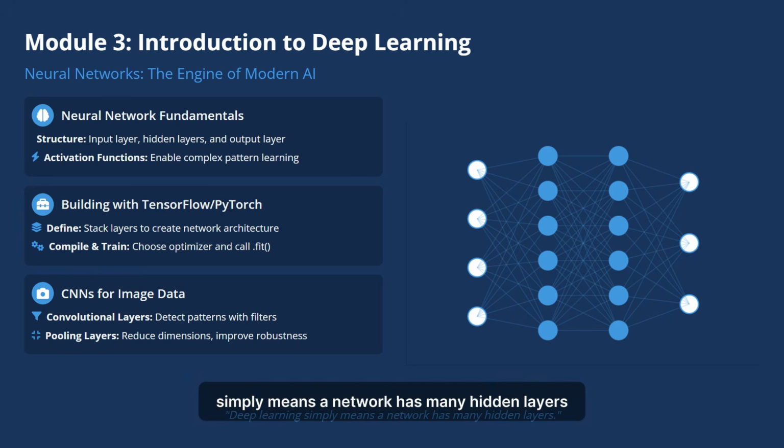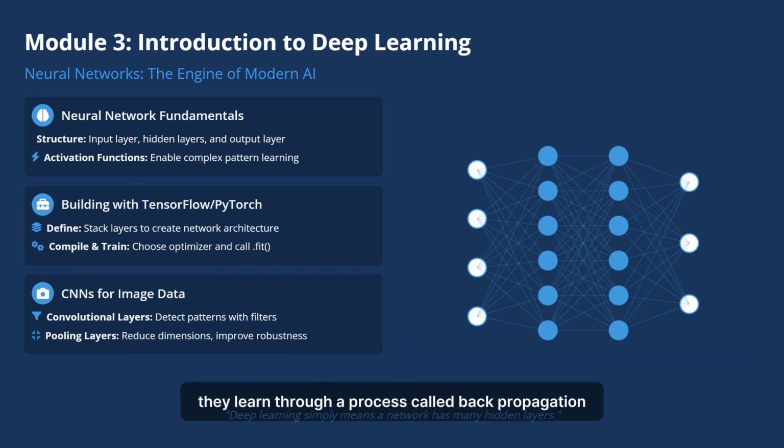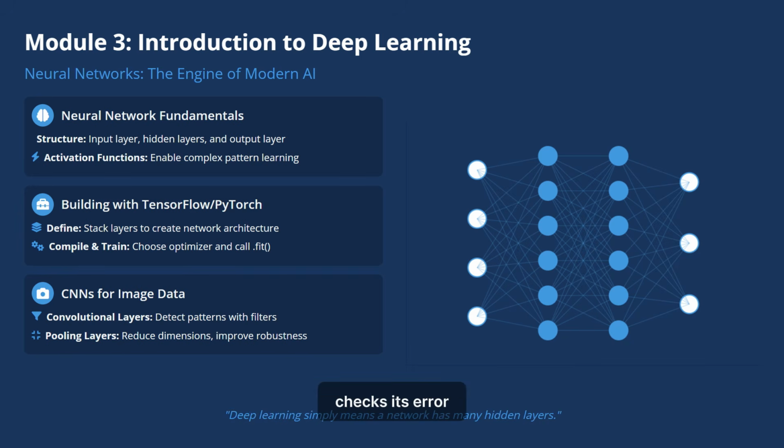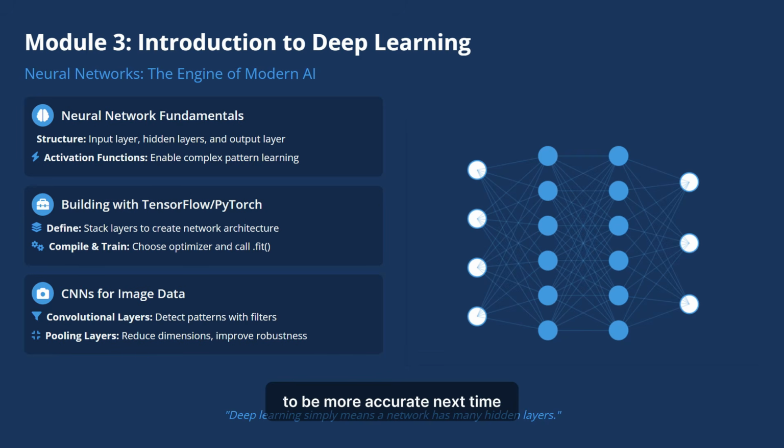Deep learning simply means a network has many hidden layers. The key to their power is a component called an activation function, which introduces nonlinearity, allowing them to learn patterns far more complex than a straight line. They learn through a process called backpropagation, where the network makes a prediction, checks its error, and then works backward to adjust its internal weights to be more accurate next time.